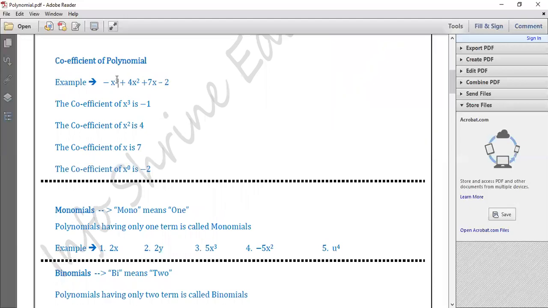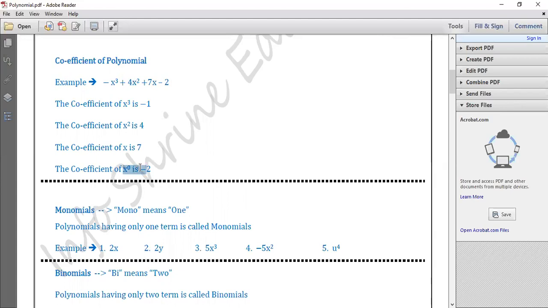Now what is the value of this variable? Here it is minus 1. So the coefficient of x cube is minus 1. And here plus 4x square, so the coefficient of x square is plus 4. And here plus 7x, so the coefficient of x is 7. And here it is just minus 2, and it doesn't have x or whatever. It is simple. We know that it is x power cube, x power square, x, and x power 0.